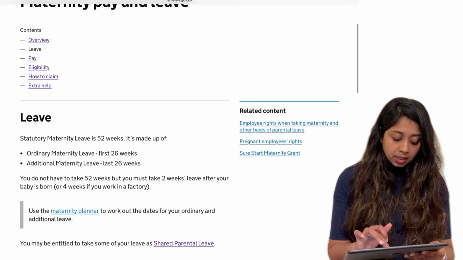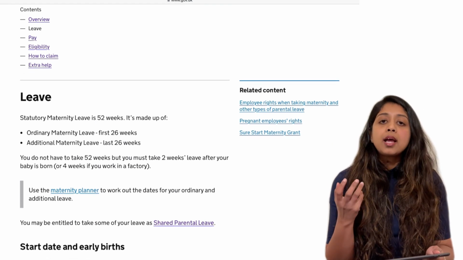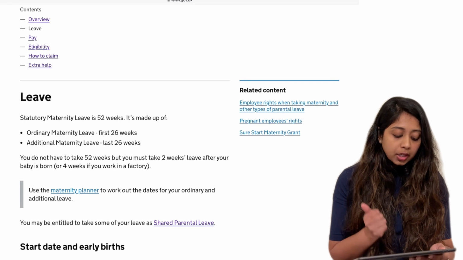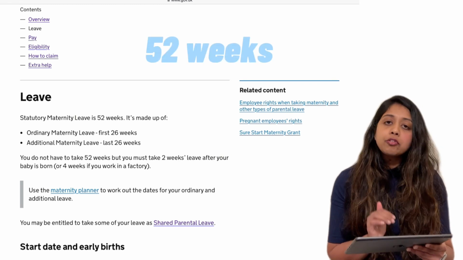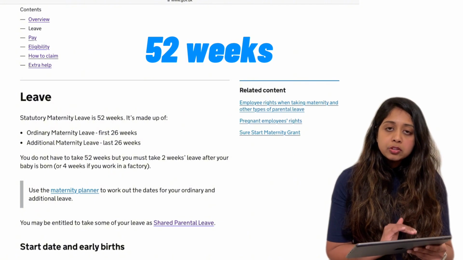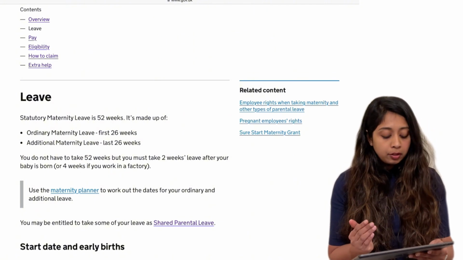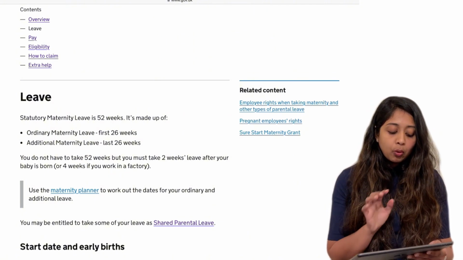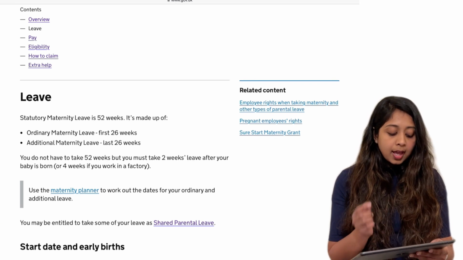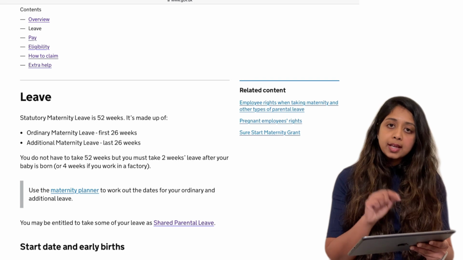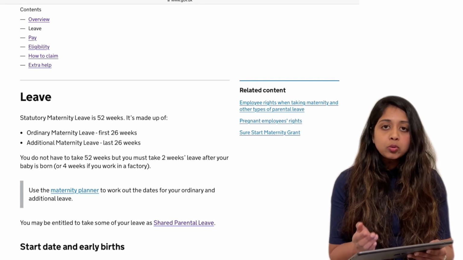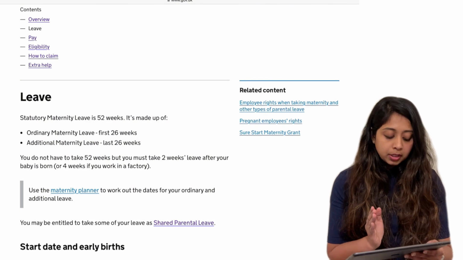The first thing is how long you can get statutory maternity leave. It clearly states that statutory maternity leave is 52 weeks. You are eligible for 52 weeks, made up of ordinary maternity leave of the first 26 weeks and then additional maternity leave of the next 26 weeks. So altogether you will be eligible for 52 weeks of statutory maternity leave.